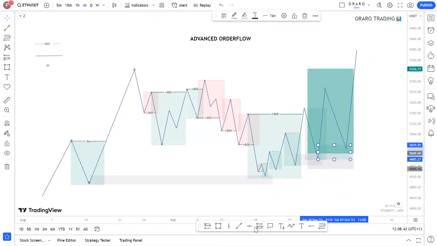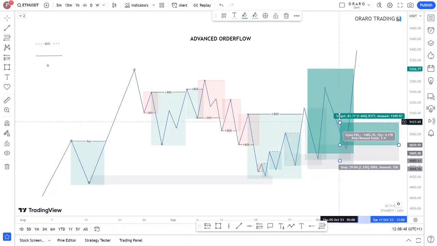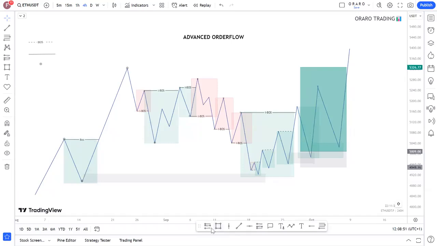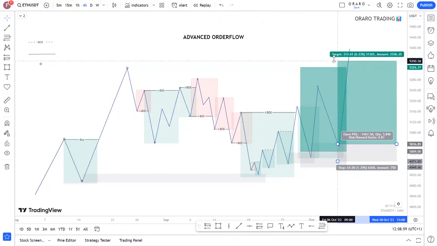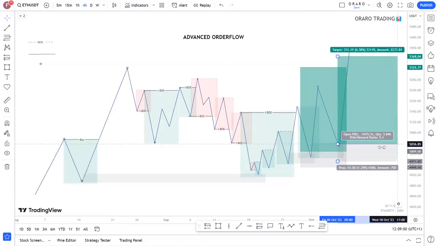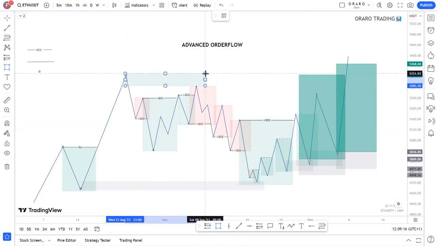Take another order. So order flow can just continue like this. You can just use your order flow like this. You can even take a shot from here.